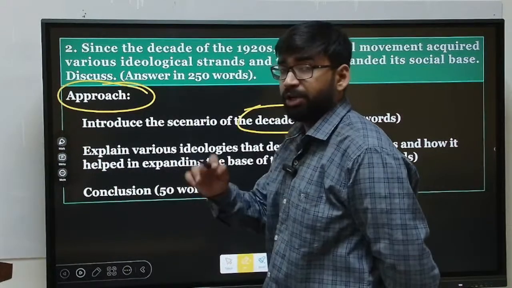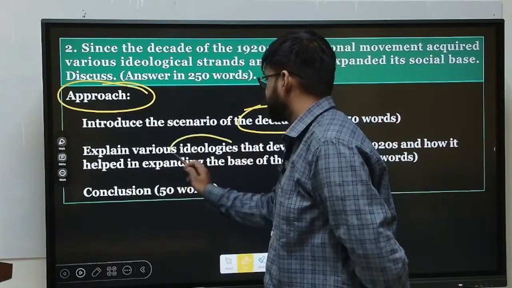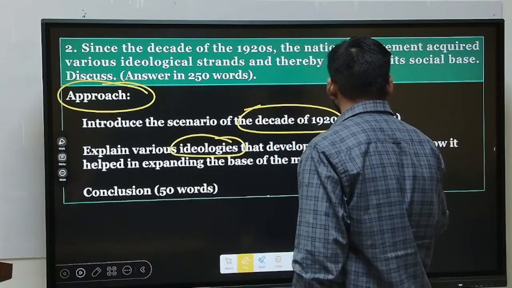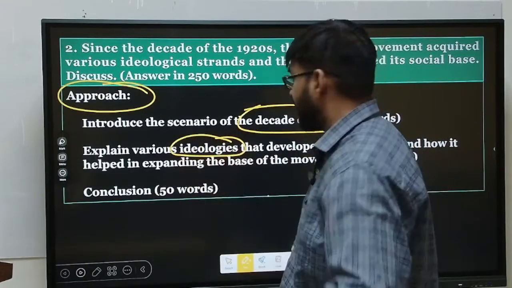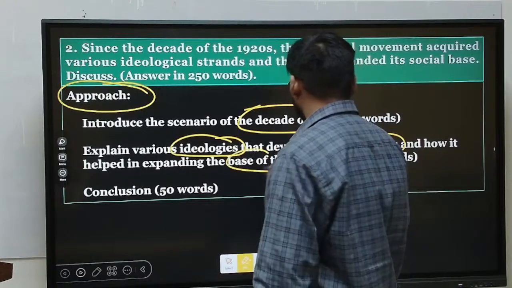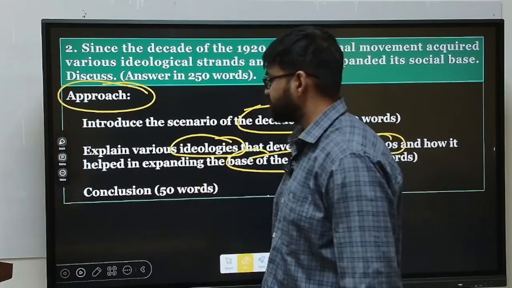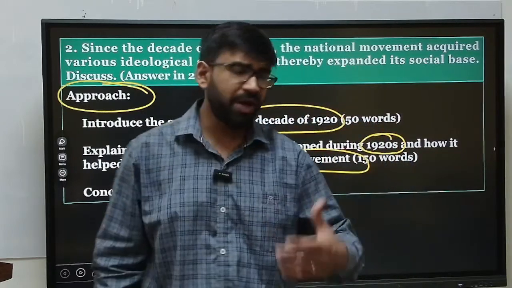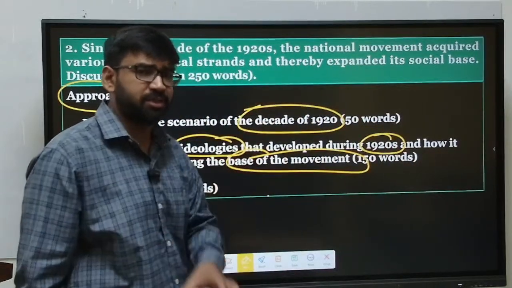Then, in body of the answer, explain various ideologies that developed during 1920s and how it helped in expanding the base of social movement. And at last, you have to write conclusion. Okay, so try to understand. This question is also very easy.